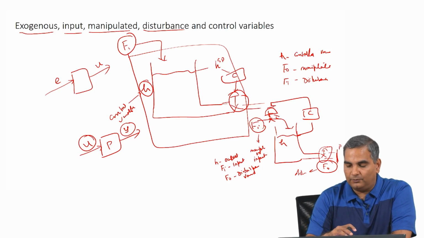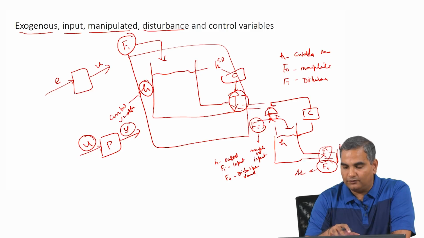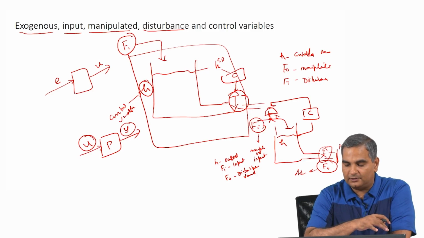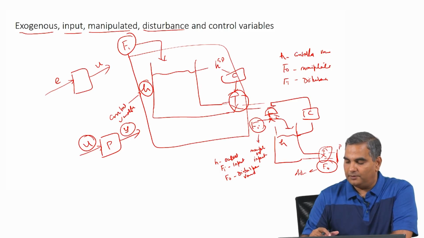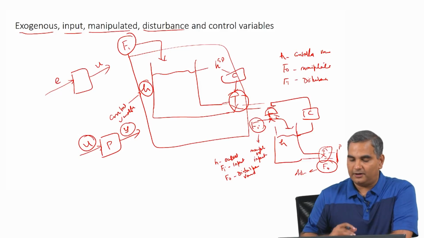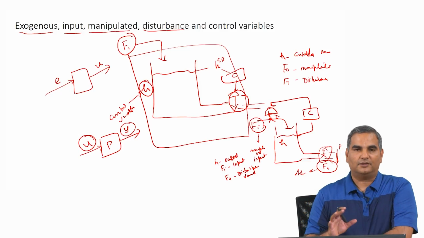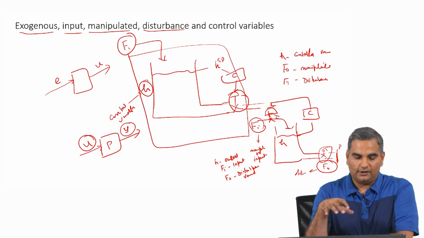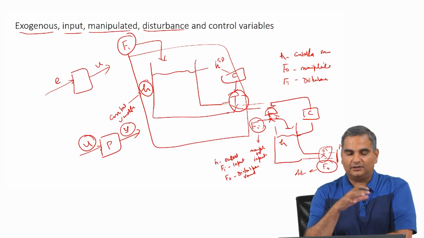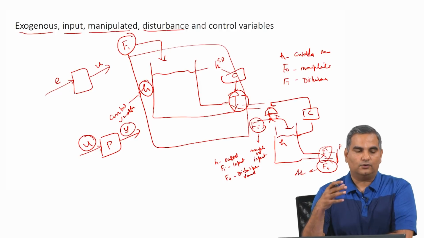So, in this case, if I am going to manipulate the outlet flow rate with this control valve to control the height, then Fi becomes disturbance. In this case, if I manipulate the inlet flow rate with height, then this becomes a manipulated variable and F naught becomes a disturbance variable. So, this is something that I thought I should introduce at this point so that there is some clarity in terms of this definition of variables in control.